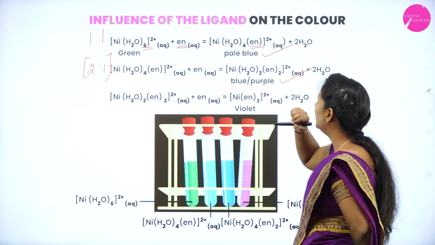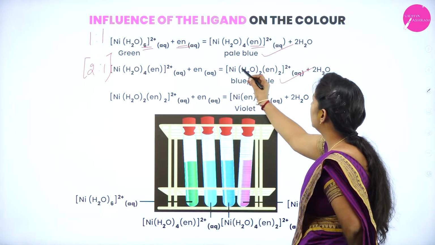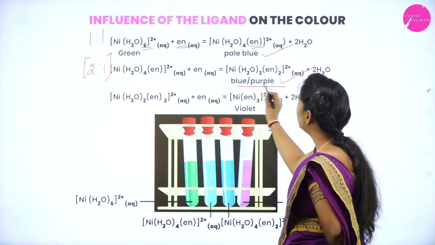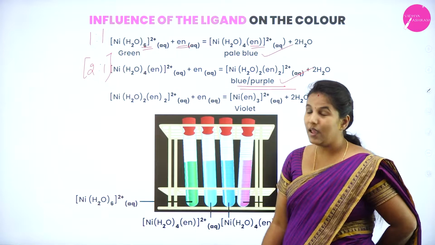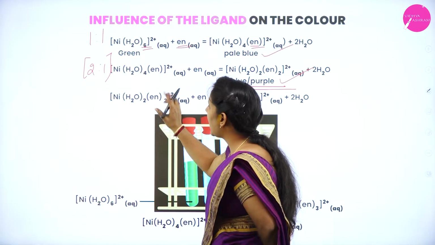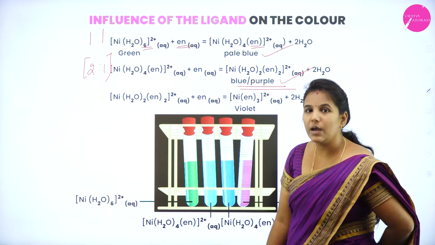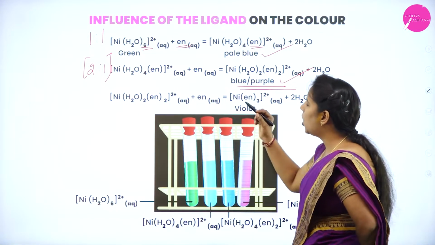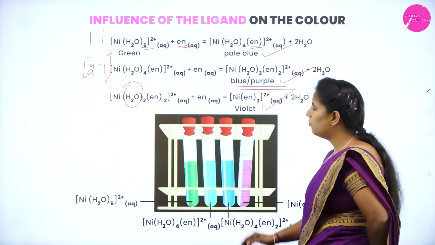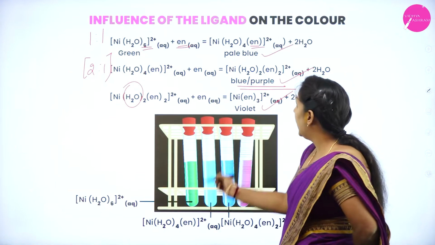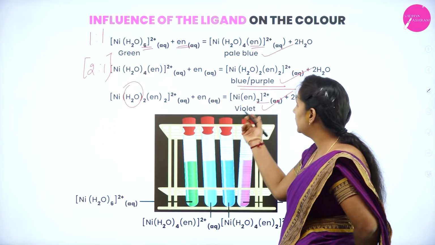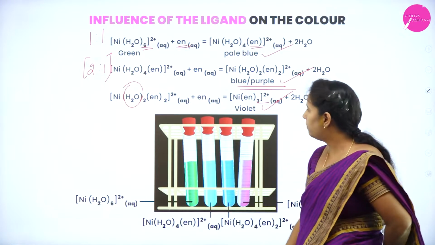Diaqua diethane 1,2 diamine nickelate 2 plus ion. Is it right? And it gives what? Purple blue color. Similarly, if you replace 2 more oxygen by adding the ethane 1,2 diamine as a ligand, all the water molecules will get removed and it will become what? Violet in color, and it is named as triethane 1,2 diamine nickelate 2 plus ion.